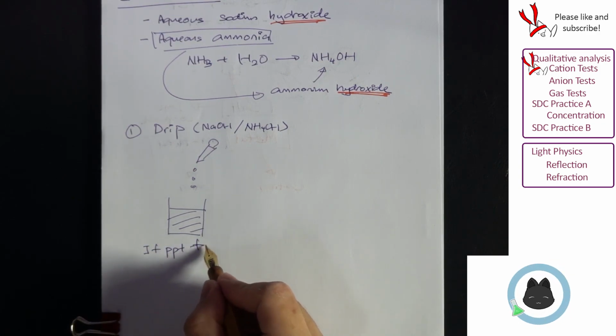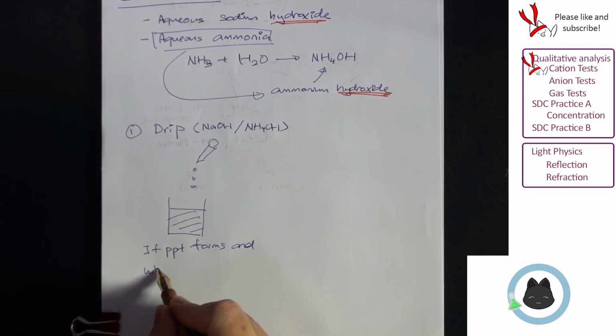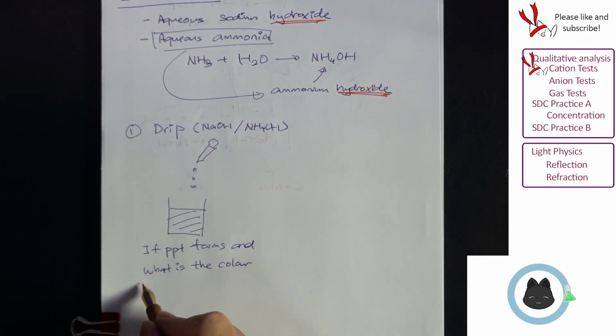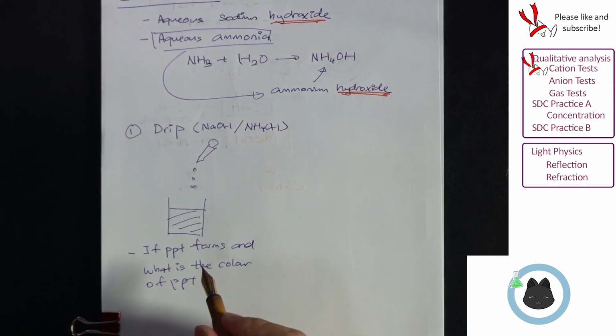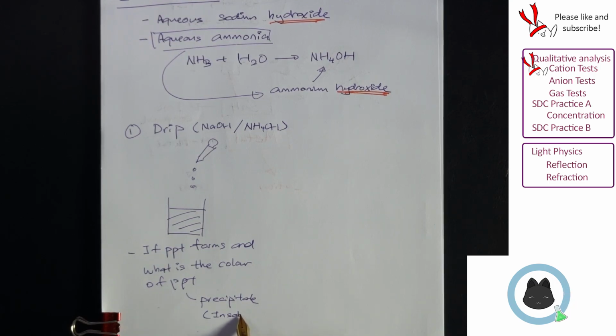PPT forms, and what is the color of PPT. So this is the reason. You are trying to check if you know what PPT is, right? Precipitate. Correct, precipitate. So precipitate is anything that is insoluble. Basically, it's an insoluble chemical.